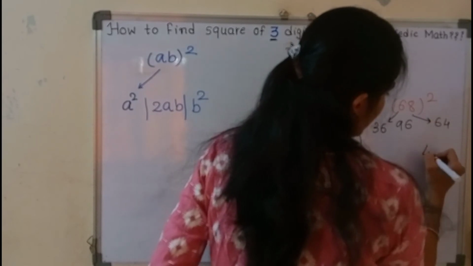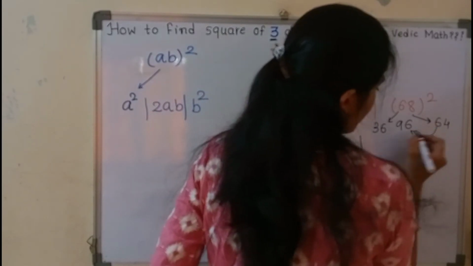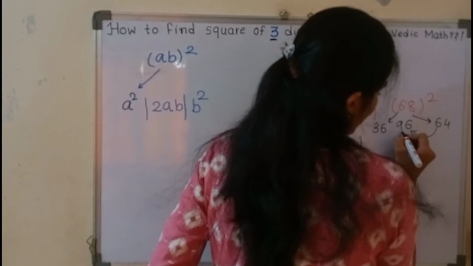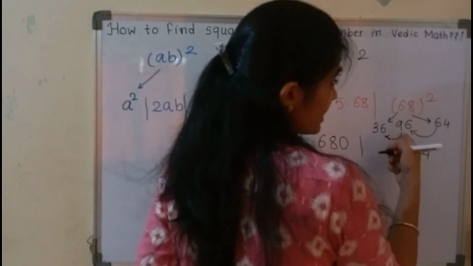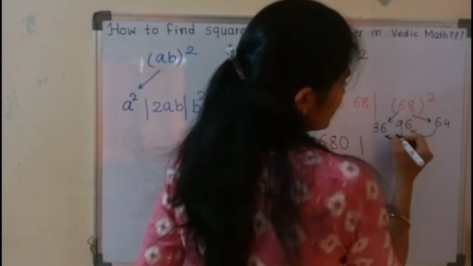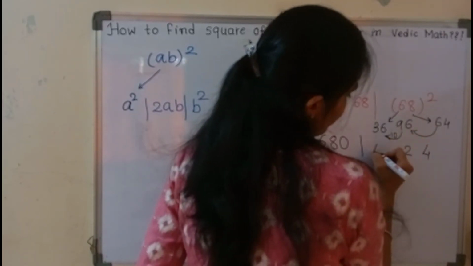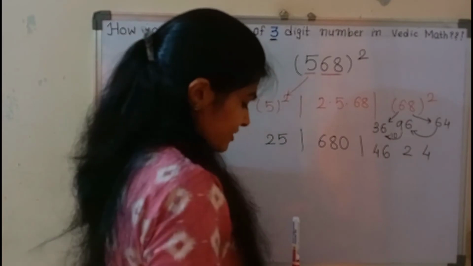So this 4 will go down. 6 is added. So this will become 102. So I'm going to write down 2, and 10 will go as carry, right? Because if I add 6, it will become 12 and 1. So 10 will go as carry, right? Don't forget this. So this will be 46.